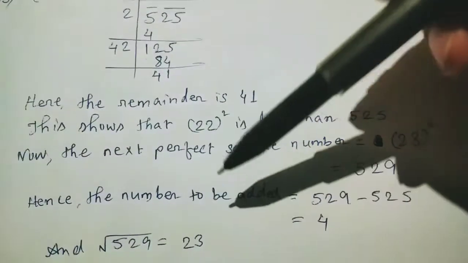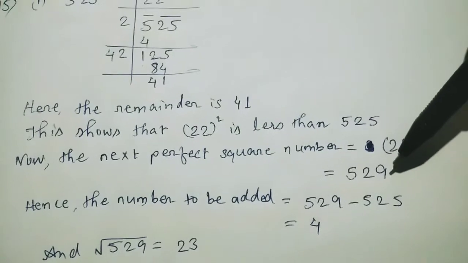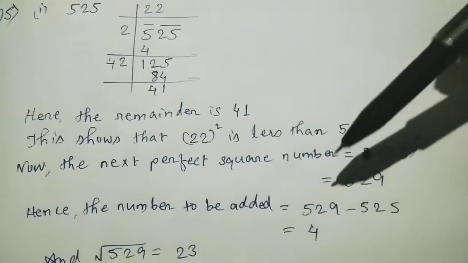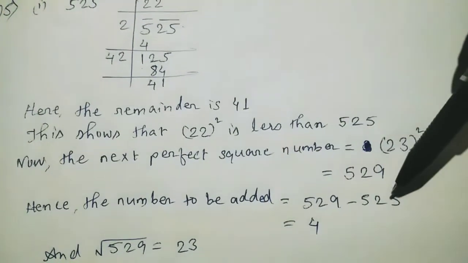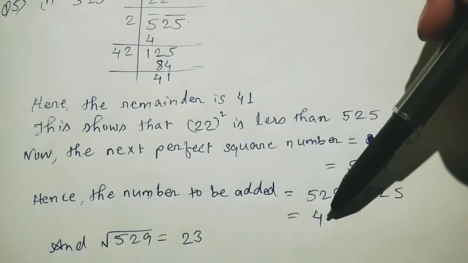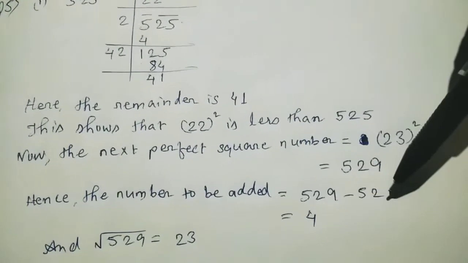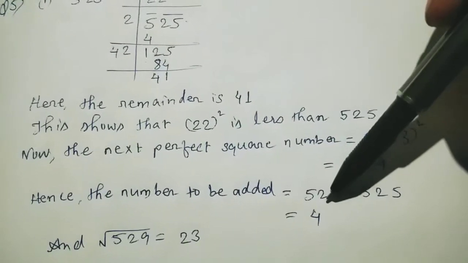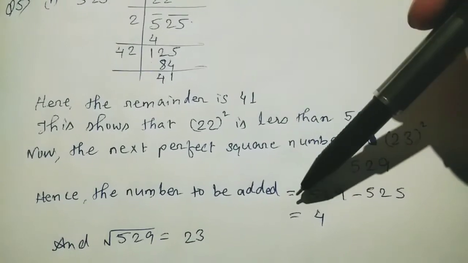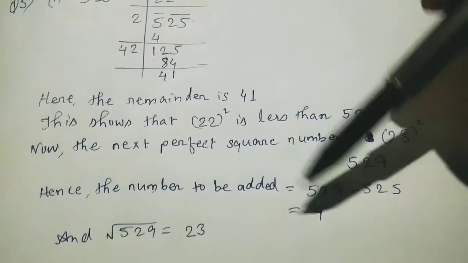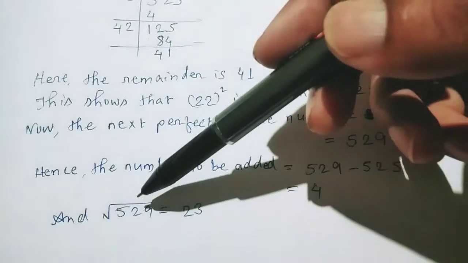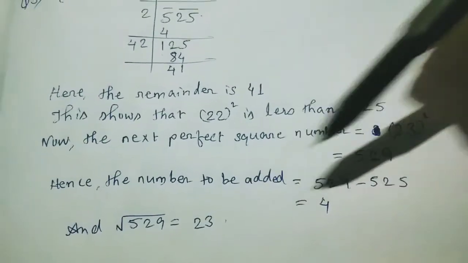And now hence the number to be added is what? Now this perfect square minus this number 525. So 529 minus 525 is 4. So this number if we add, then we'll get the perfect square. Okay, this number 4, if we add with 525, then we'll get 529, obviously, right? So that's why the number to be added is 4. And the perfect square we got is 529. So 529 square root is 23. Okay, from here we got.